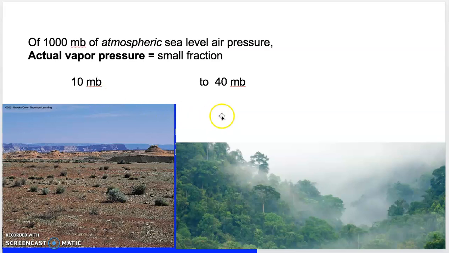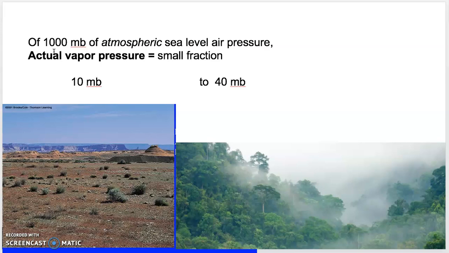And if you are in a rainforest in Bangkok or in Thailand, like your chapter opens with a paragraph on, you might find that at maximum there's 40 millibars of vapor pressure of the 1,000 millibars of atmospheric sea level pressure. That's 4%. And yet you now know of the energy that this vapor pressure brings to that atmosphere and the importance of those small fractional measurements there.